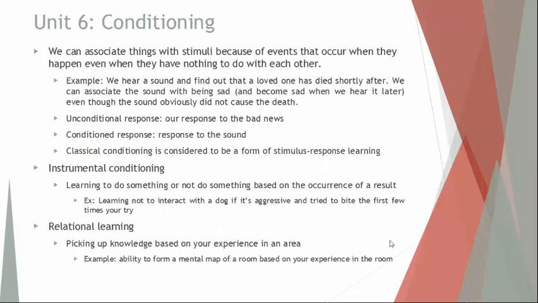Okay, now we'll move on to unit number 6, conditioning. All right, we can associate things with stimuli because of events that occur when they happen, even if they're not related at all. They have nothing to do with one another. Here's a common example. If you hear a sound and then at the same time you get news that a loved one had passed away, or you hear a song on the radio and get some bad news, from that point on, you'll associate that sound or that song with that bad news, even though they have no connection with each other at all. One's not caused by the other, but just hearing that noise again or hearing that song again will spark your memory back to that bad news.